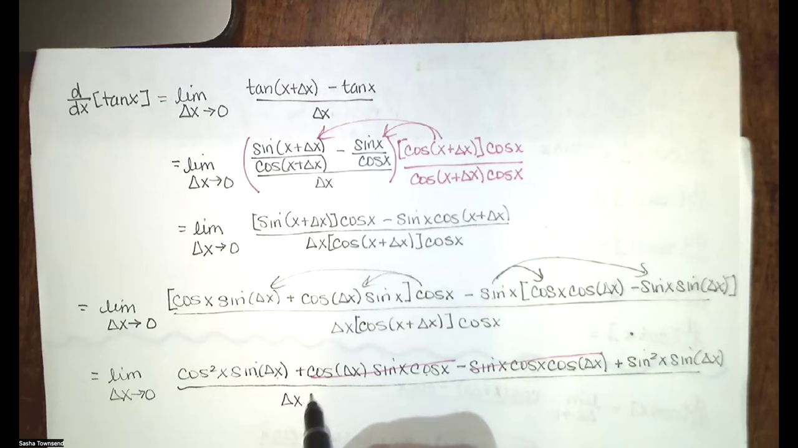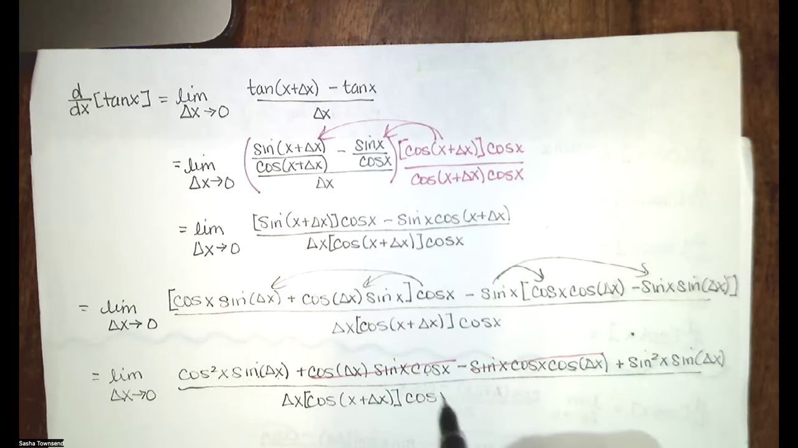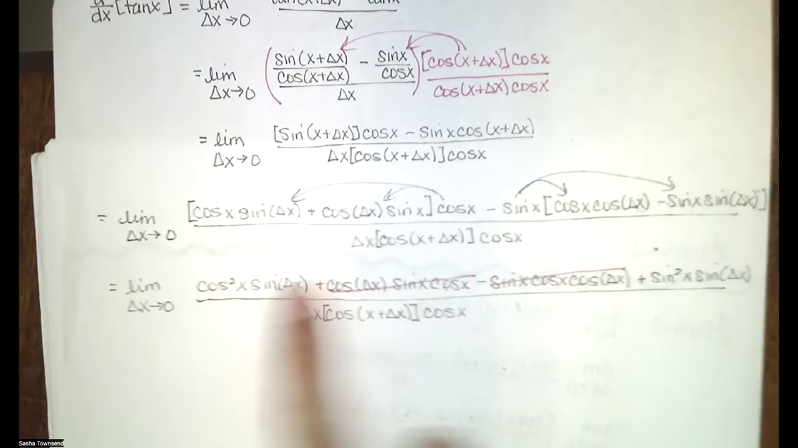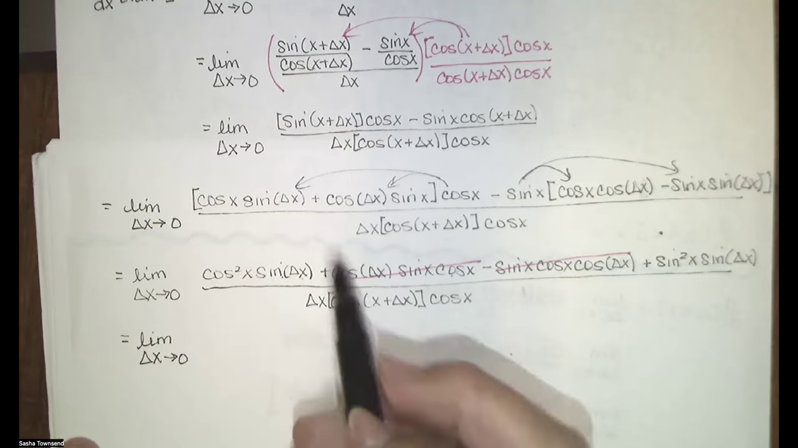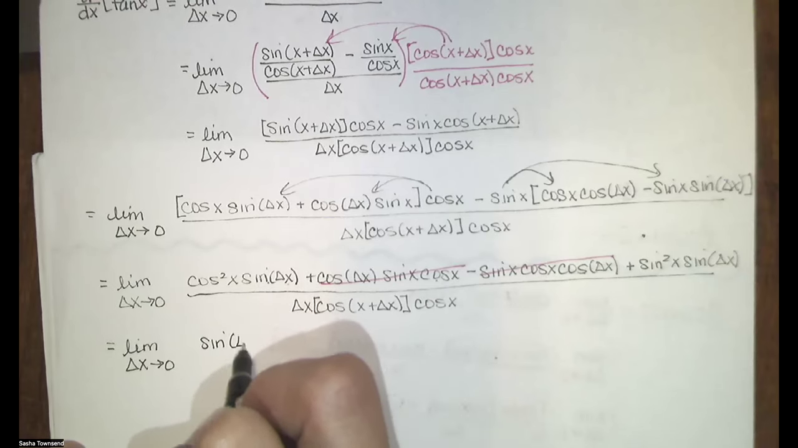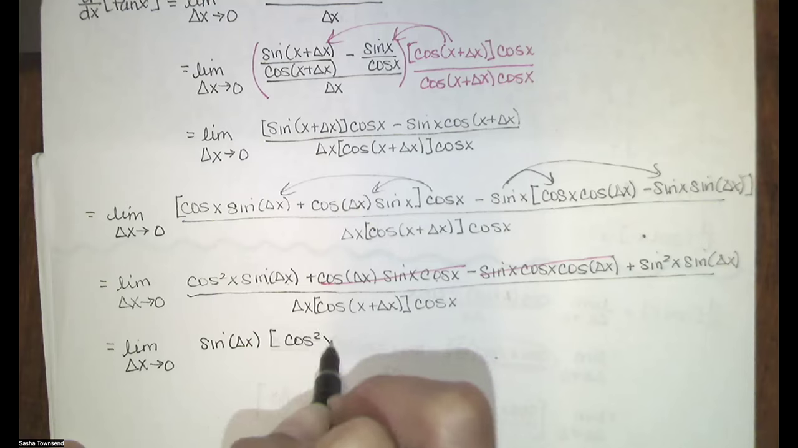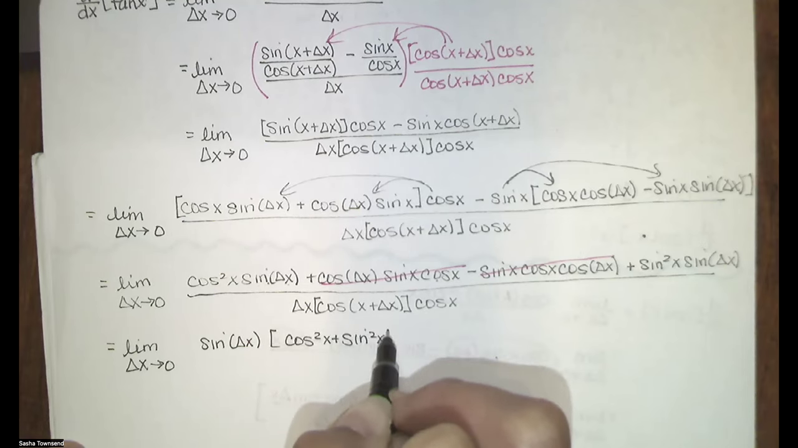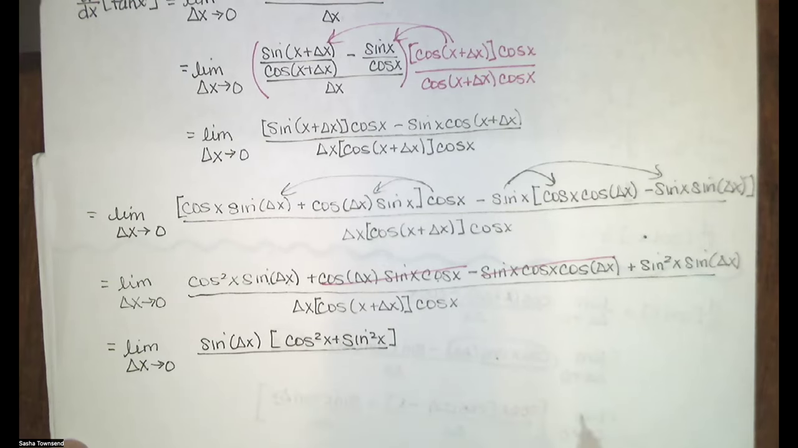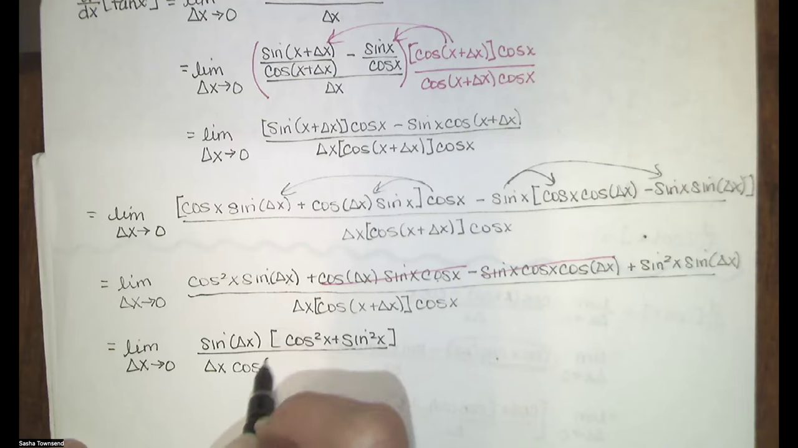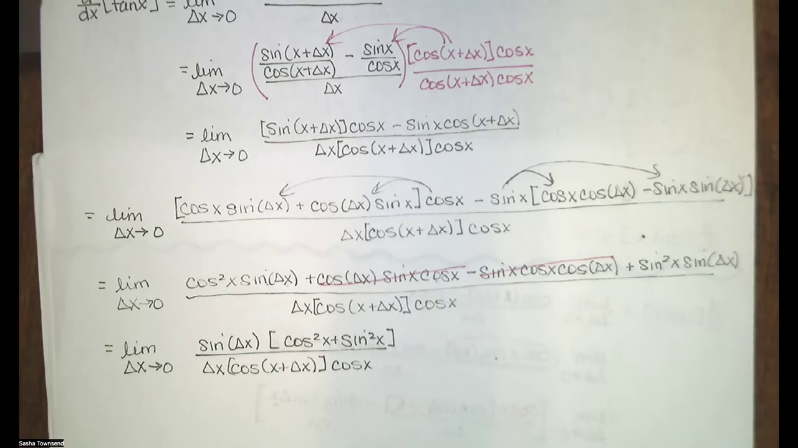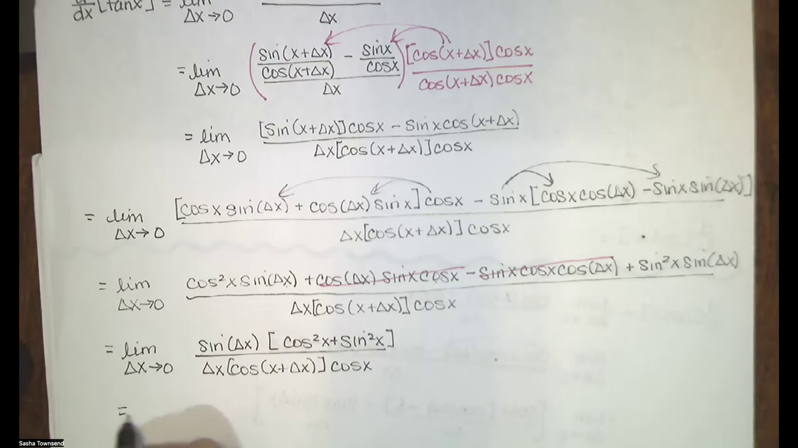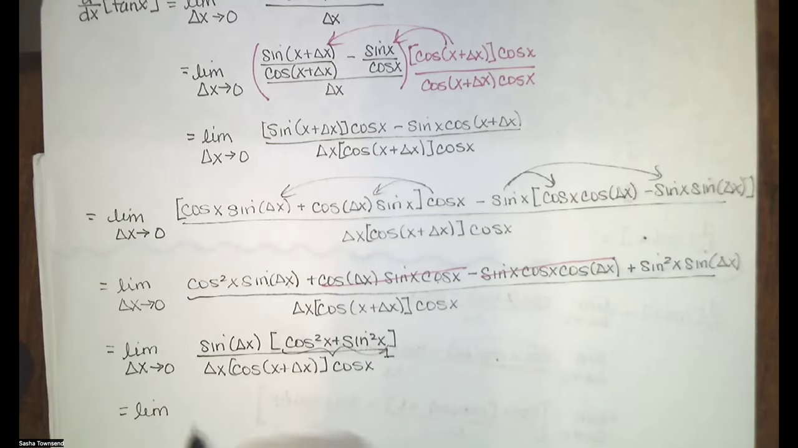And then I've got delta x times cosine of x plus delta x, all multiplied by cosine of x. And then this numerator has a sine of delta x in common. And then I've got a cosine squared x plus sine squared x there, all divided by this. And cosine squared x plus sine squared x is 1. So we end up with this limit.